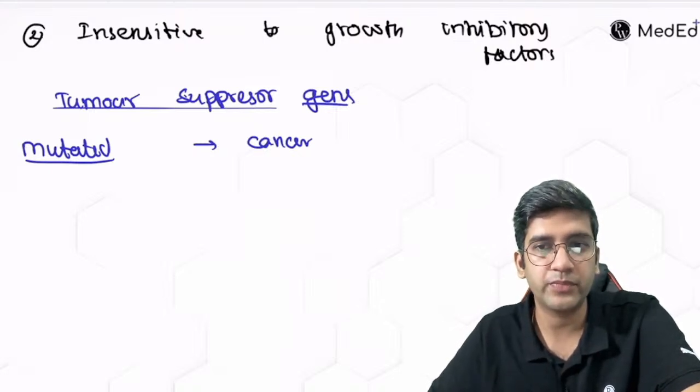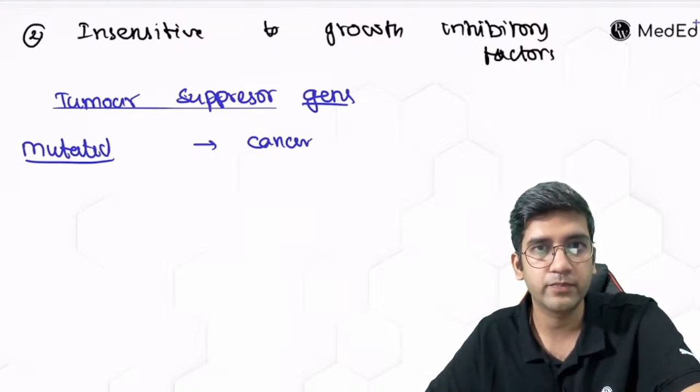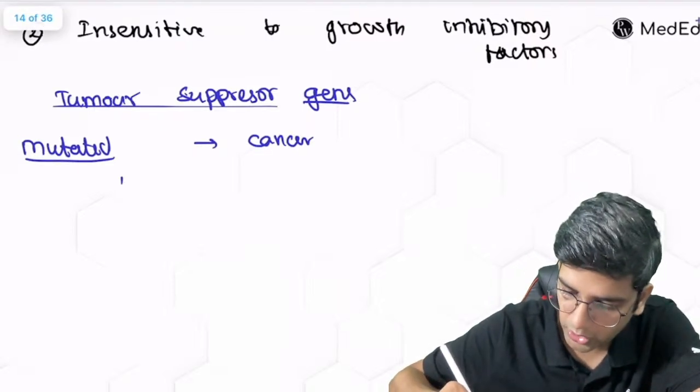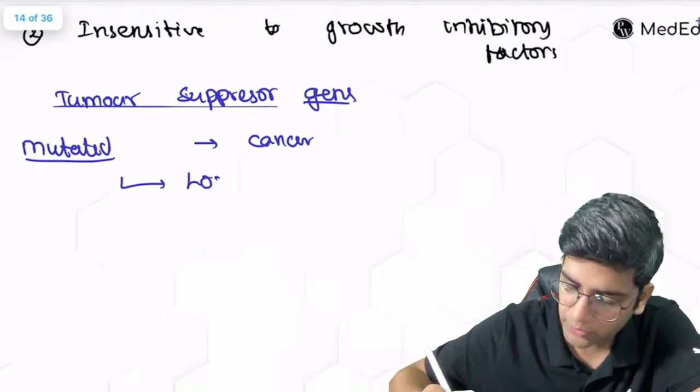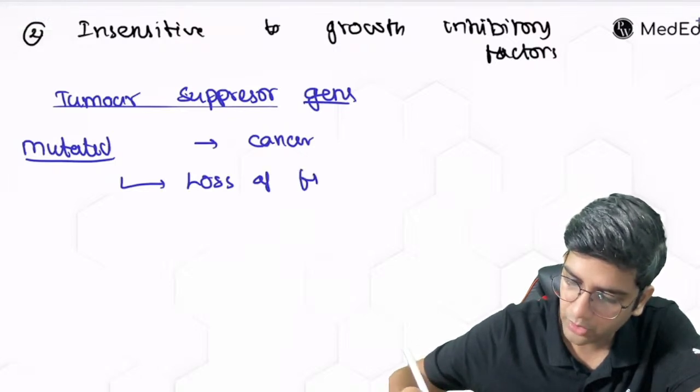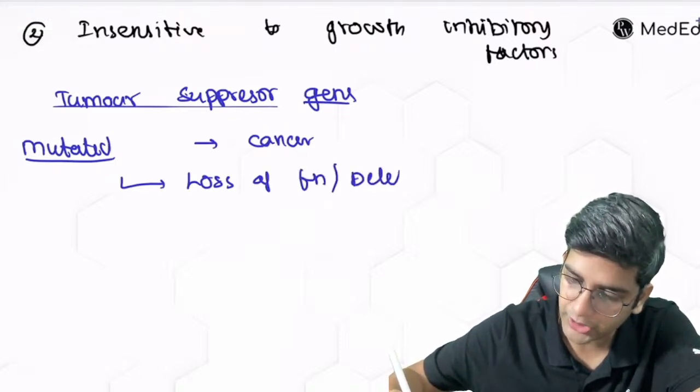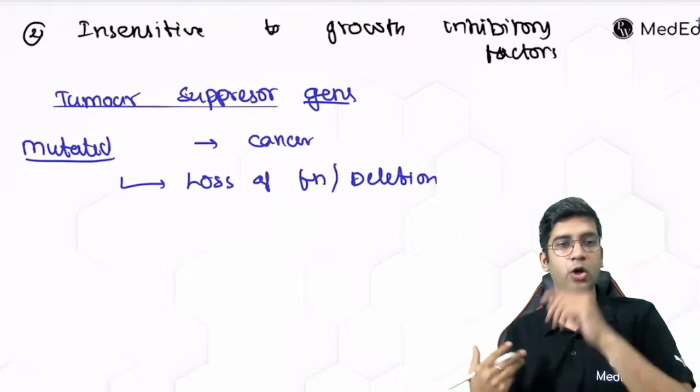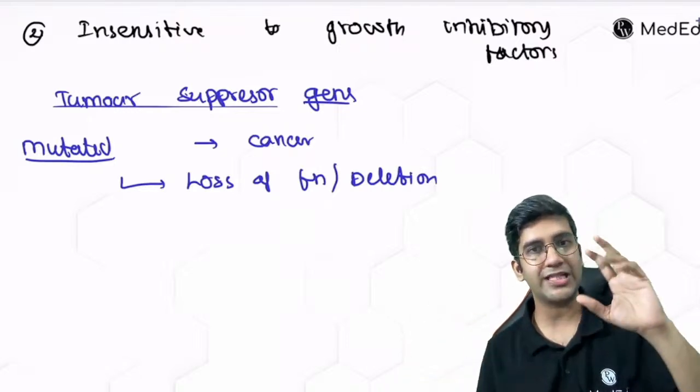What do you think it will be? Gain of function, loss of function. Perfect. It has to be a loss of function mutation, or it has to be a deletion. Right? Either loss of function or it will cause deletion. That's what is going to result in a tumor suppressor gene.